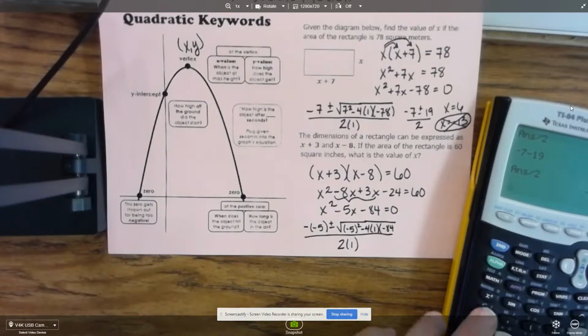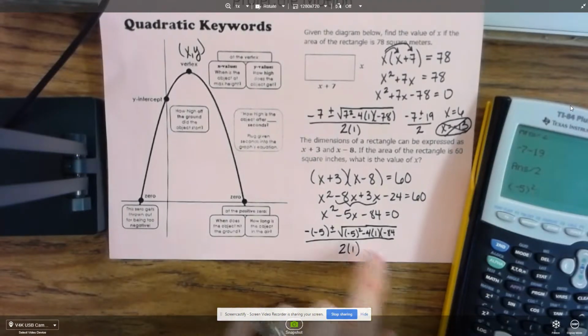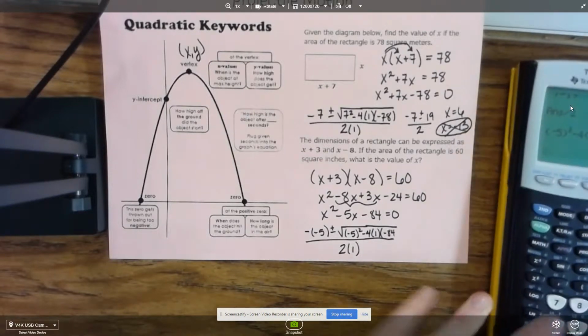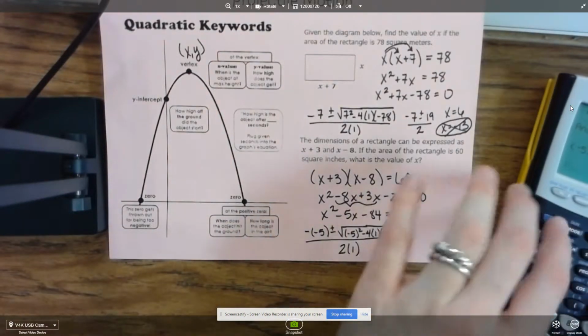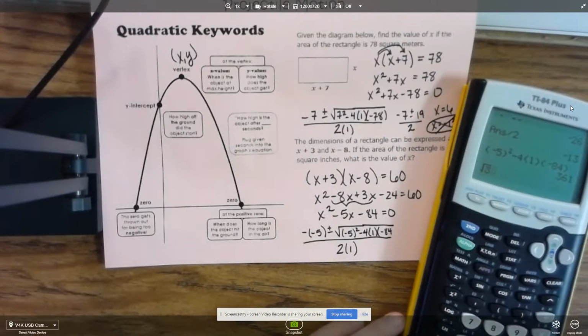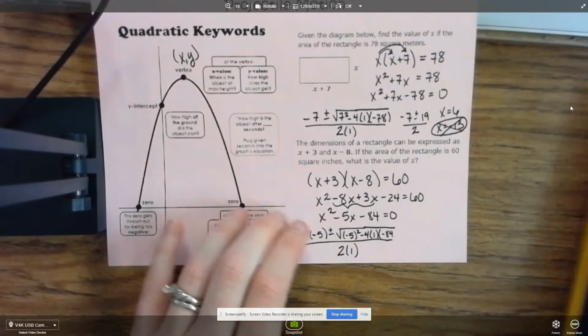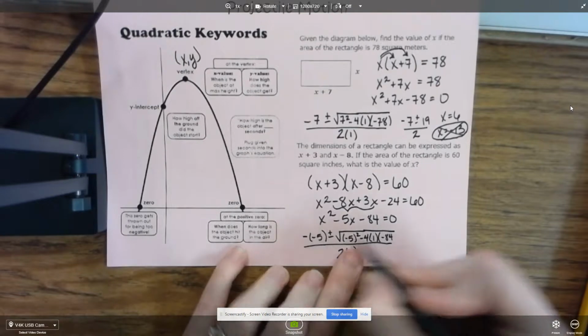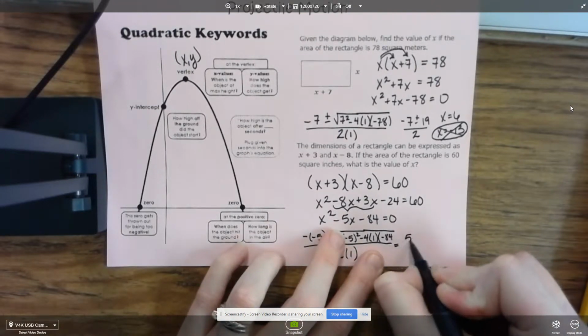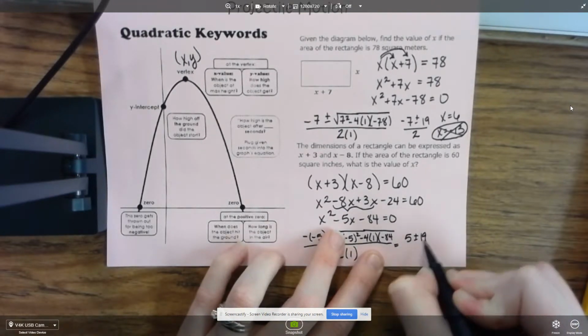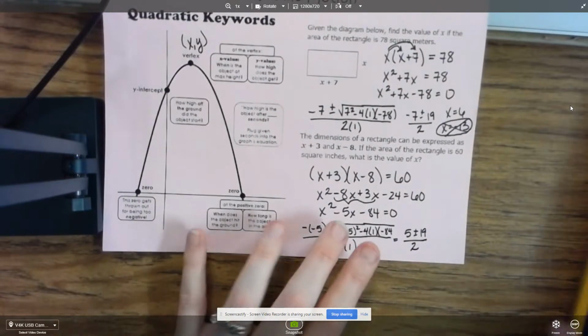So negative 5 squared minus 4 times 1 times negative 84 gives me 361 again. And the square root of 361 is 19. So a negative 5 is 5 plus or minus 19 divided by 2.